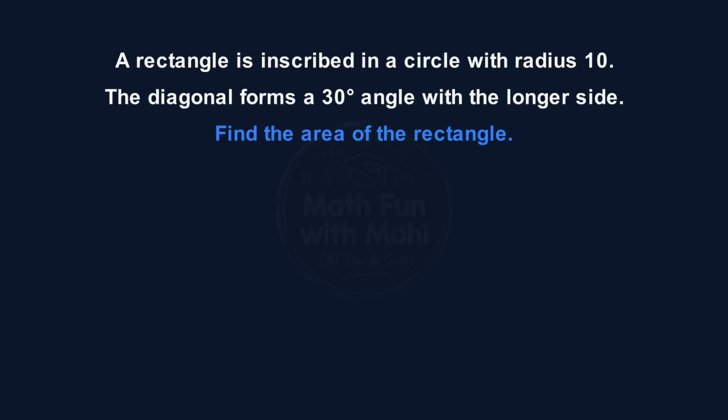Let's dive into a classical geometry challenge. We are looking at a rectangle inscribed inside a circle with a radius of 10. Our goal is to find the total area of that rectangle, knowing that its diagonal forms a 30-degree angle with a longer side. We start by visualizing the circle.